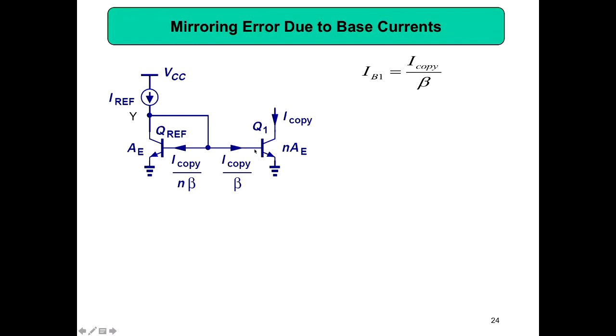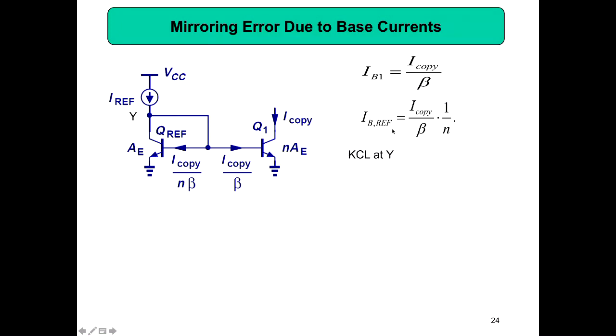Base current of Q1 is equal to I copy by beta, because I copy is a collector current. Collector current divided by beta equals base current. IB reference, the base current for the reference transistor, again is equal to I copy by beta, but then we get this 1 by n because our assumption is we are connecting n transistors here for getting the fraction, because we want to take that into account in this equation. So when there is only one transistor, n equals 1.